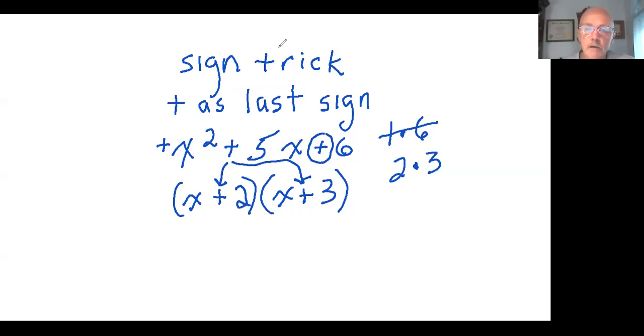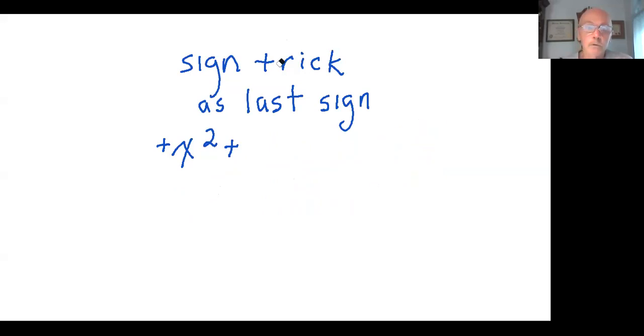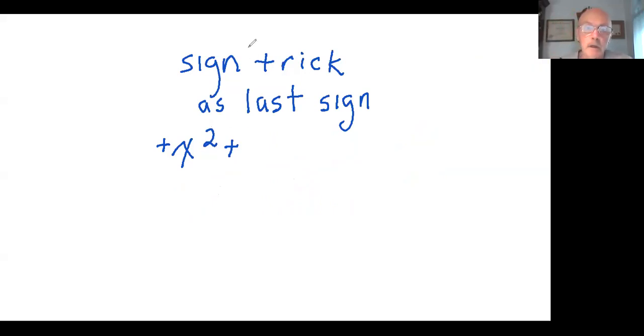So let's take a look and see what happens when we have a minus at the end. All right, a little bit different scenario, and we're not going to use the same technique. When there's a minus at the end, it's a whole different ballgame. So let's try x squared minus 3x minus 18. Okay, so now we have a negative as the last sign.